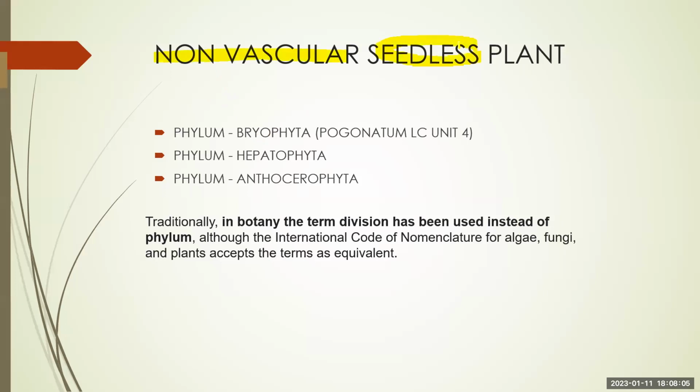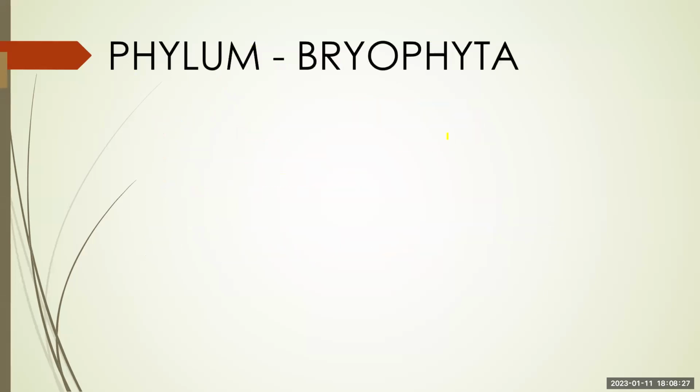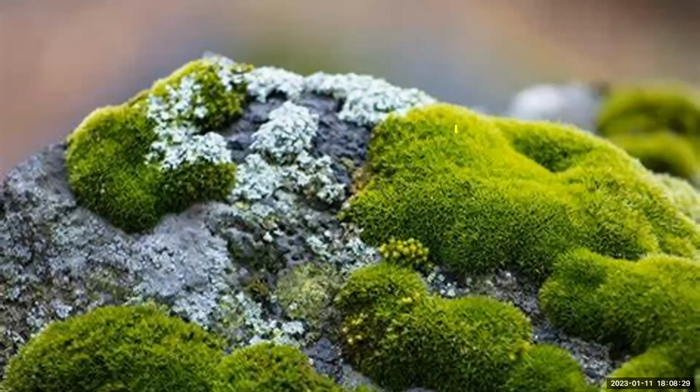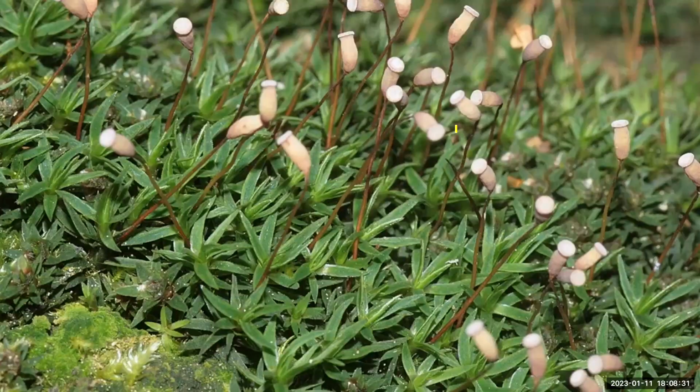Non-vascular seedless plants are the first category. They don't have xylem and phloem. They don't have seeds. We have to learn three phyla: Bryophyta, Hepatophyta, and Anthocerophyta. And we have to learn the life cycle of Pogonatum, which is important for Unit 4. So Bryophyta, moss, and the Pogonatum. Now this is the Pogonatum plant.